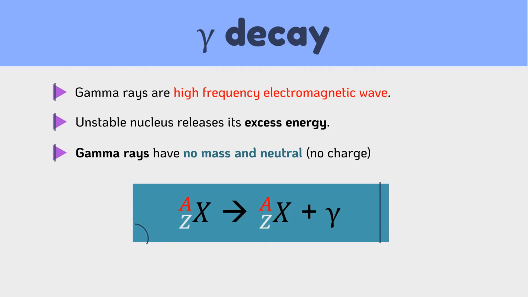This is the gamma decay equation. Unlike the alpha decay and beta decay equations, X will decay into X plus gamma. As you can see, the final product is not a new element, but the same element, which is X. What happened is, initially the nucleus is in an excited state, and after the decay, the nucleus X has lesser energy, since the excess energy has been emitted as gamma ray.